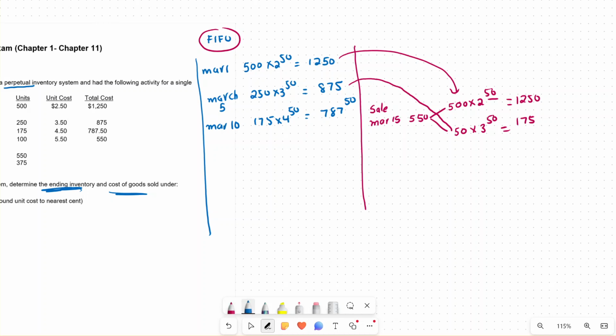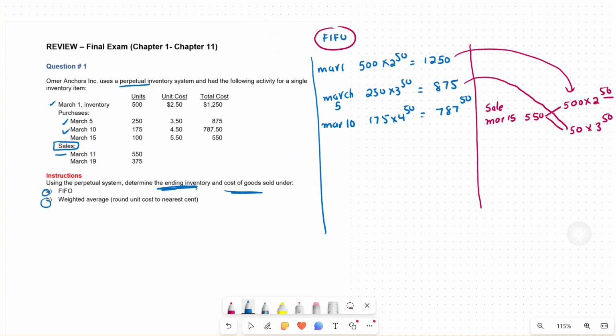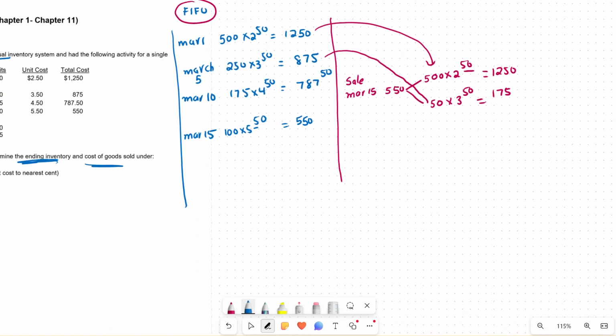Then my next date in the question is March 15. What did we do on March 15? We purchased. What did we purchase? 100 units at $5.50. The value of those units is $550. We go to March 19. On March 19, we sold. How many units did we sell?